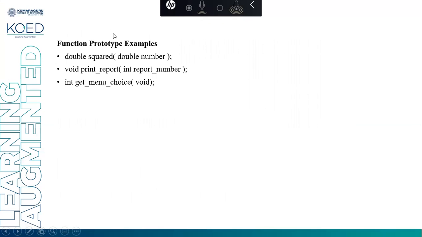Examples of function prototypes: double square(double number). Square is the function name, double is the return type, and it has only one argument of type double. Next, void print_report(int report_number). Print_report is the function name, it won't return any value, and it takes only one argument, report_number, of type integer. Then int get_menu_choice(void). Get_menu_choice is the function name, the return type is integer, and it won't take any parameter.